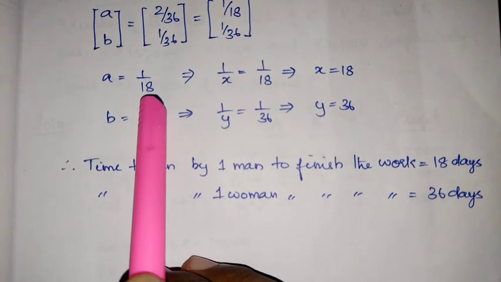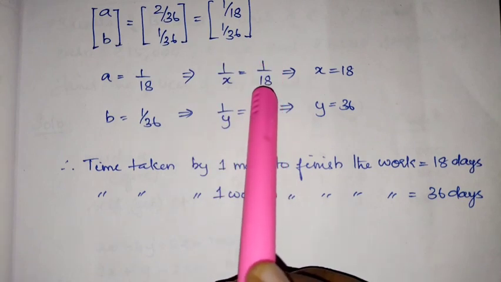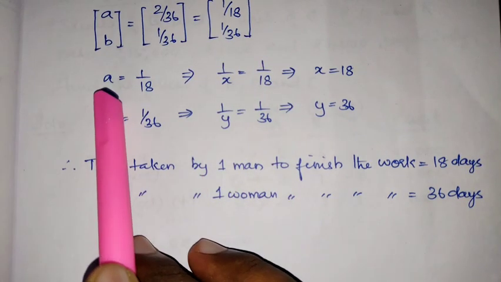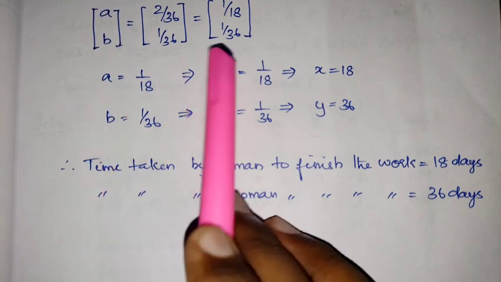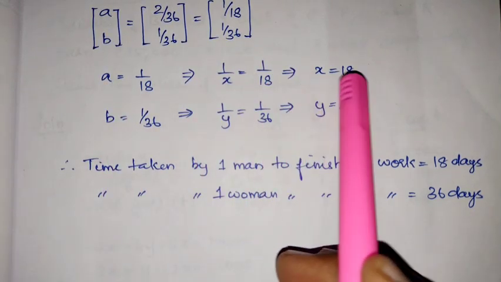So A is equal to 1 by 18, because previously we made that 1 by x is equal to A, isn't it? So now replace A by 1 by x. So 1 by x is equal to 1 by 18. Therefore x is equal to 18.